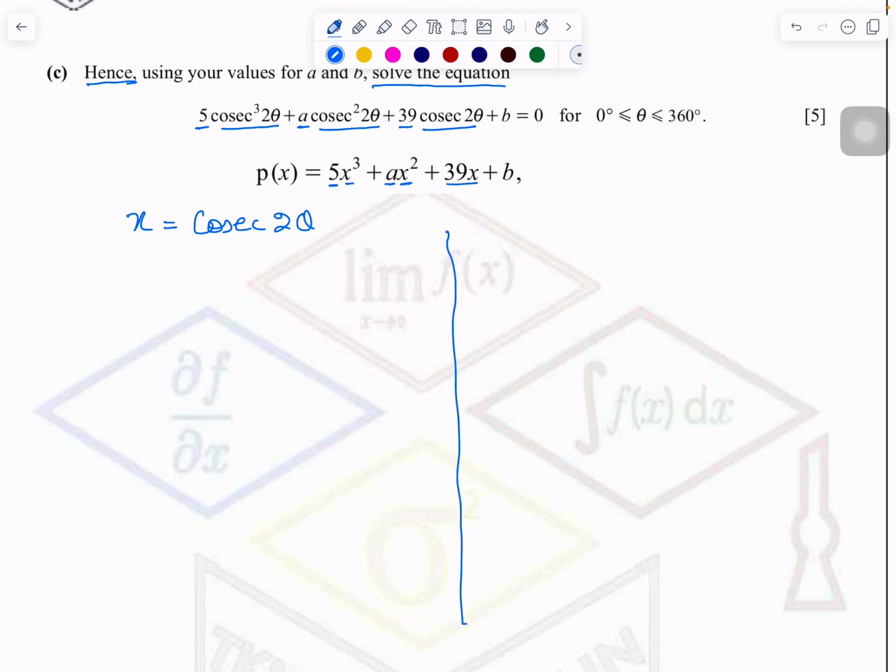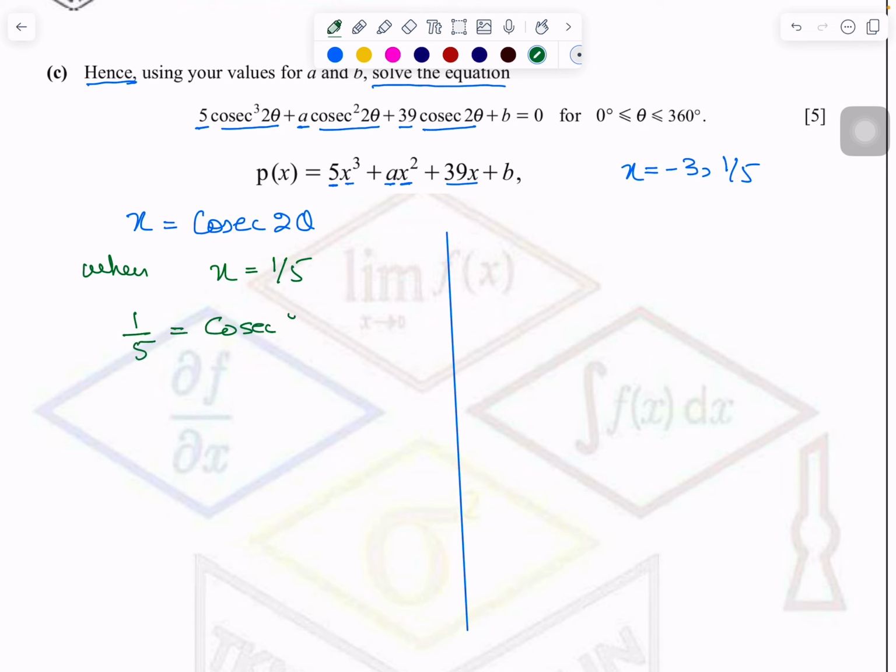So now, when the question says solve the equation, it means this is the trigonometry equation which you have to solve. And what are the values of x you have gotten in the above equation? You got x equals minus 3 and x equals 1 over 5, right? So let's see. When x equals 1 over 5, this equation will become 1 over 5 equals cosec 2 theta, right? And cosec is the reciprocal of what? Remember, cosec is the reciprocal of sine.